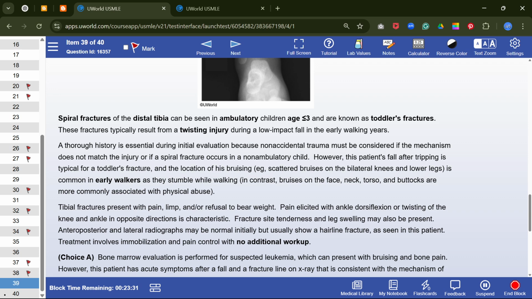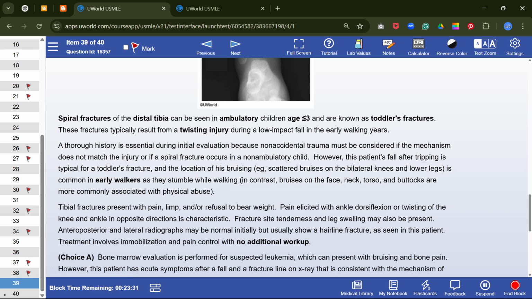A thorough history is essential during initial evaluation because non-accidental trauma must be considered if the mechanism does not match the injury or if a spiral fracture occurs in a non-ambulatory child. However, if the patient fell after tripping, that is typical for a toddler fracture. The location of the bruising, scattered bruises on bilateral knees and lower legs, is common in early walkers as they stumble while walking. In contrast, bruises on the face, neck, torso, and buttocks are commonly associated with physical abuse.